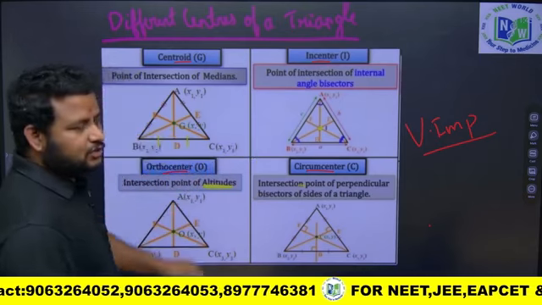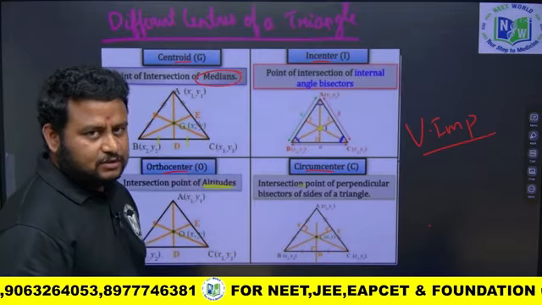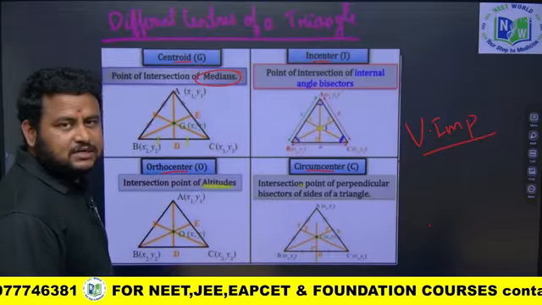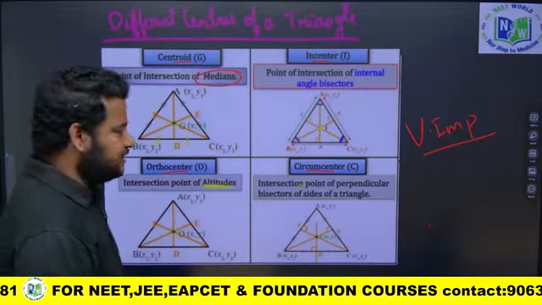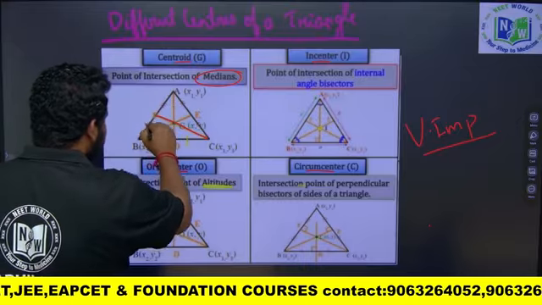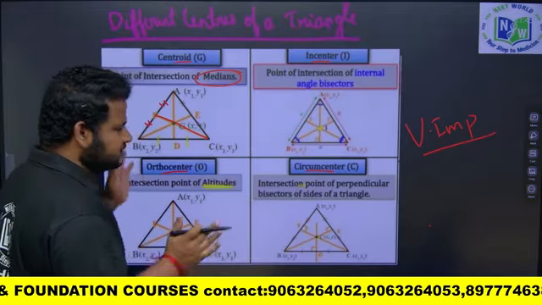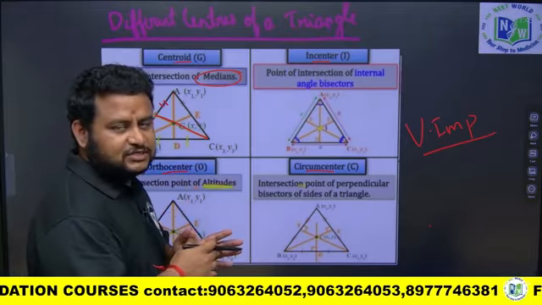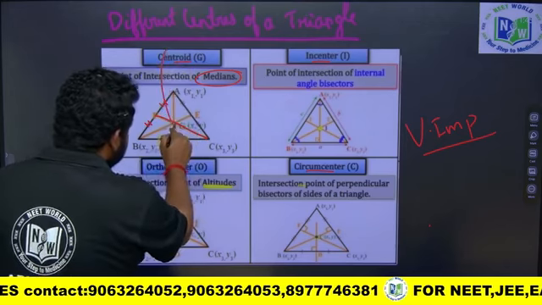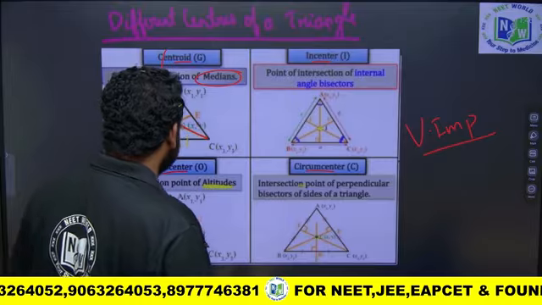Now what do you mean by centroid? Centroid is the point of intersection of medians. What is a median? A median is a line segment which divides the opposite side equally. Suppose this is the centroid, it divides this side AB into two equal halves. It is a bisector of the opposite side. This point of intersection of the medians we call the centroid. This green dot is representing the centroid.